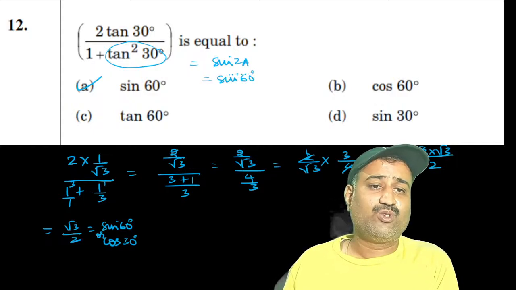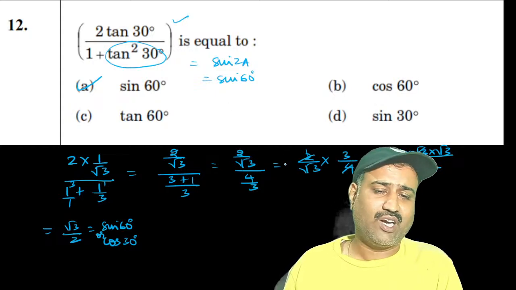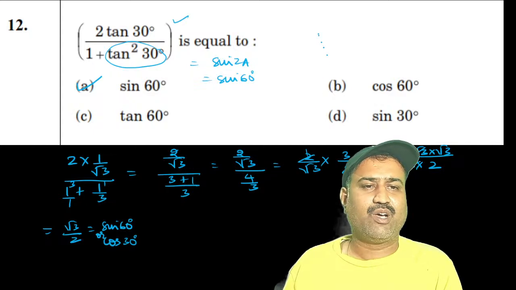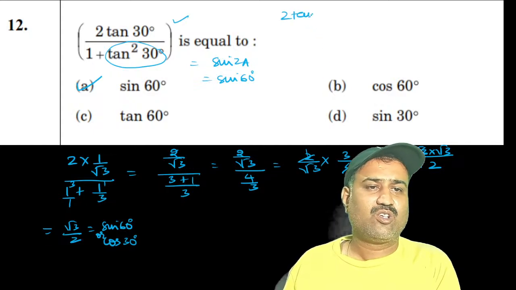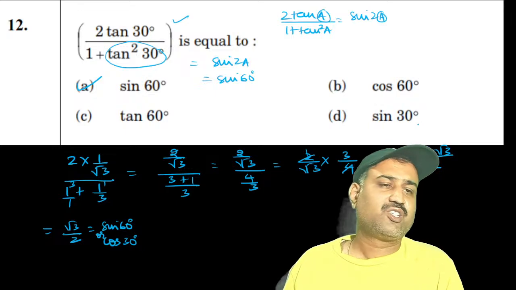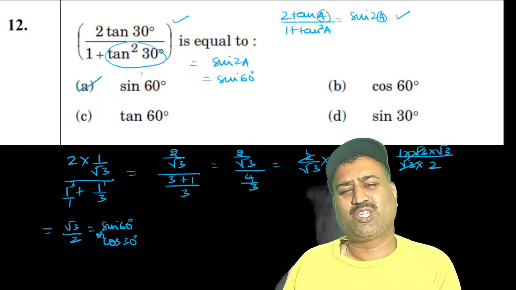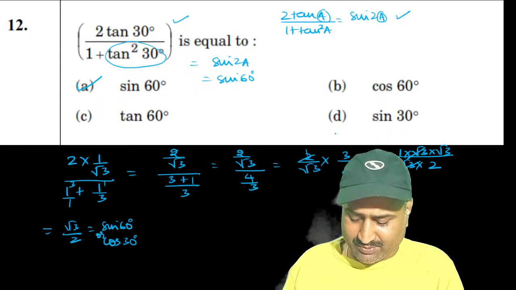In the PUC, you learn this identity. There you can use this direct identity to solve the problem, right? If you want, you can remember 2 tan A upon 1 plus tan square A is equal to sine of 2A. If this is 30 degree, it is 60 degree, right? Sine of 2A is 60 degree. You can remember this identity, but I don't want to remember this identity. You can just substitute the values and get the final answer, right?